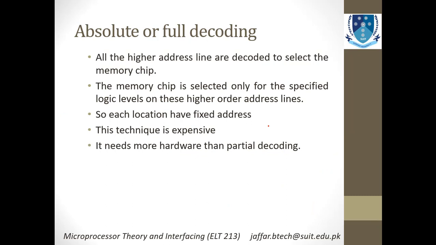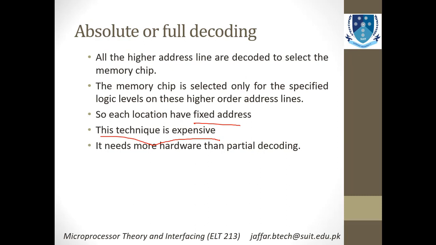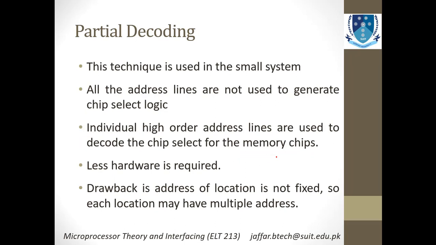Each location has a fixed address, and this technique is quite expensive compared to partial or linear decoding, and it needs more hardware. So these are two limitations of absolute decoding, but let's go with an example so that you can have a better idea.